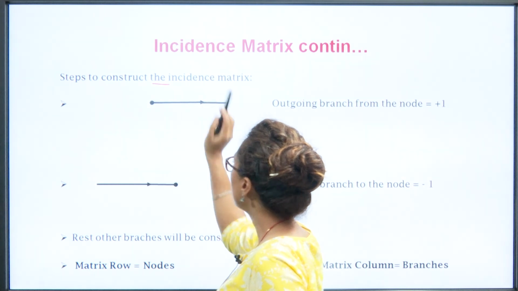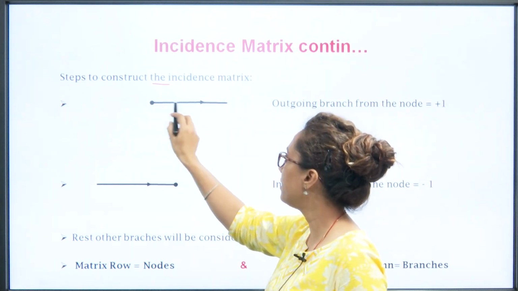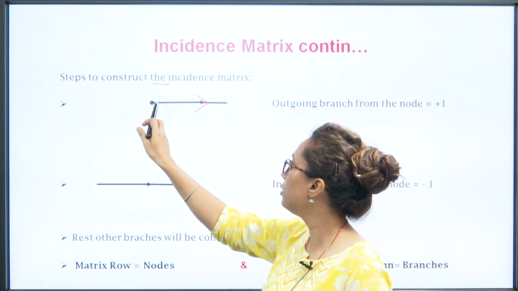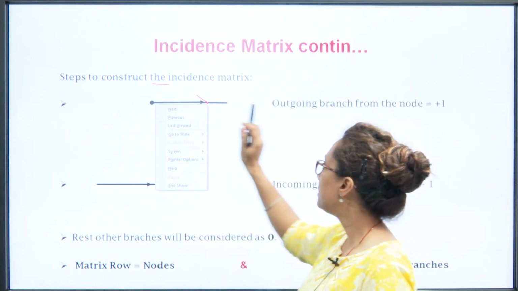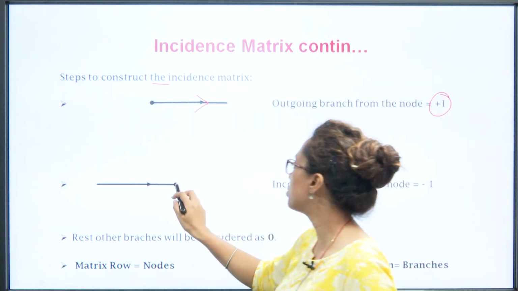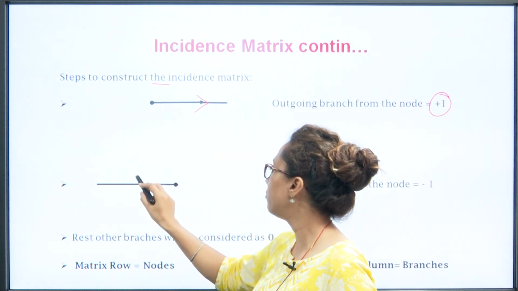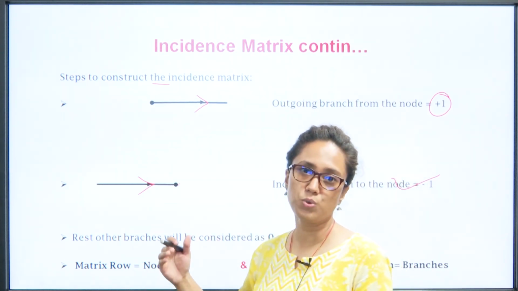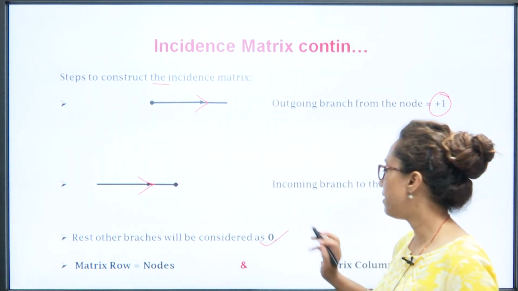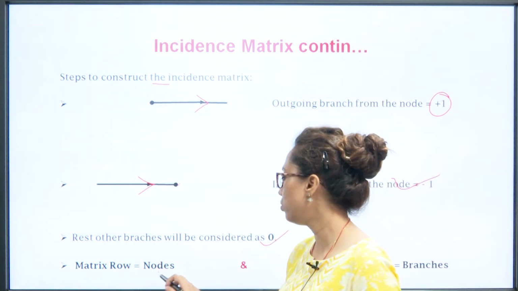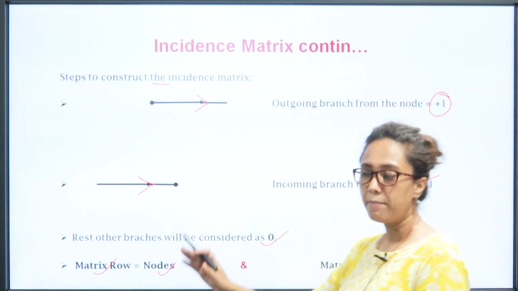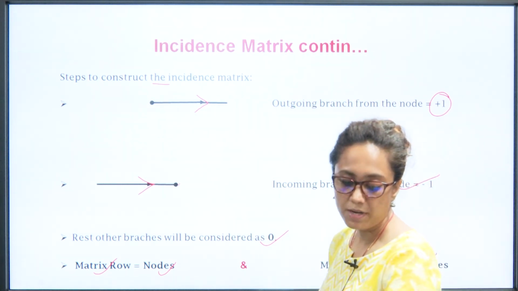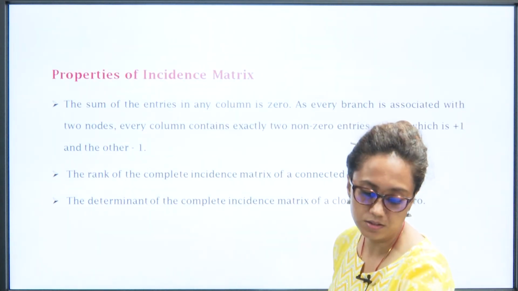Now the step for the construction of the incidence matrix is, suppose this is a node and this is a branch. If the orientation, that is the arrow sign, is going away from this node, then it is taken as +1, and if it is moving inward towards the node, then it is -1. And if there is no branch incident on a node, then it will be denoted by 0. The nodes will represent the matrix rows, and the branches will represent the matrix columns, right. By using this concept, we are going to make the incidence matrix.